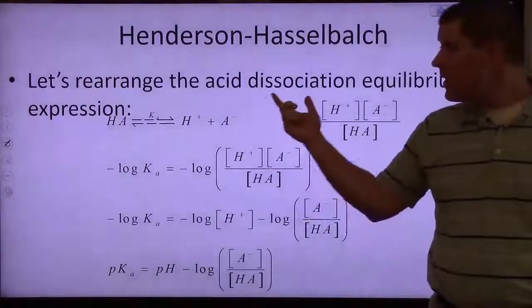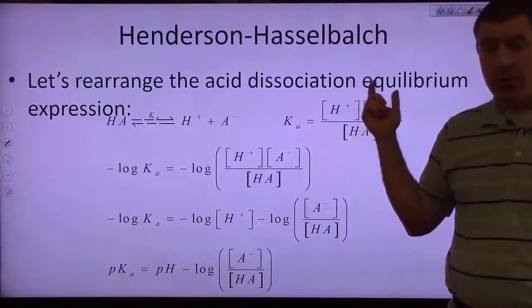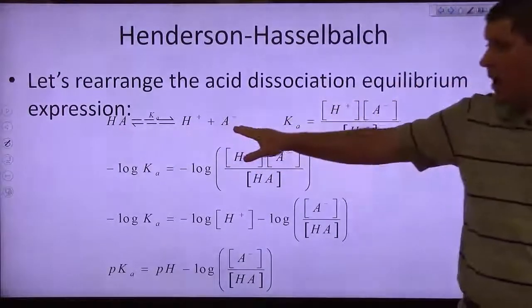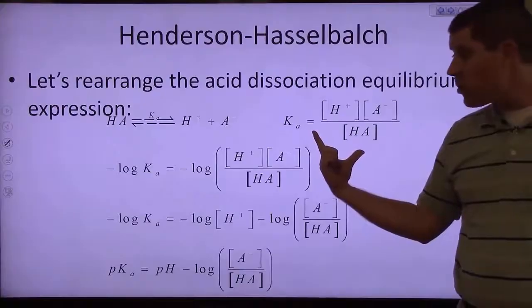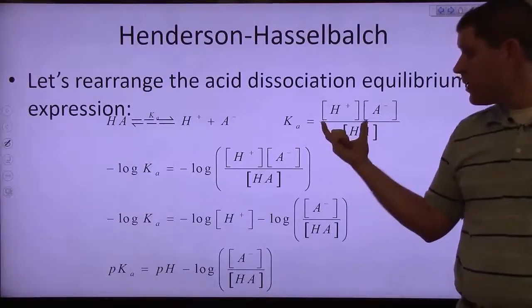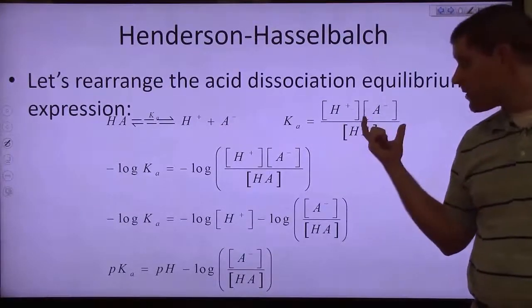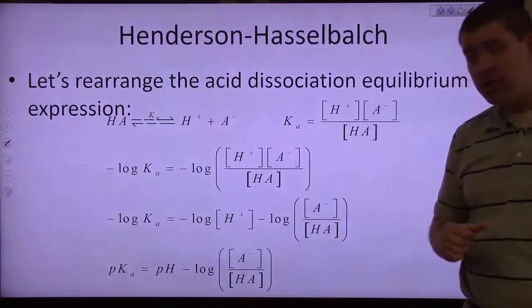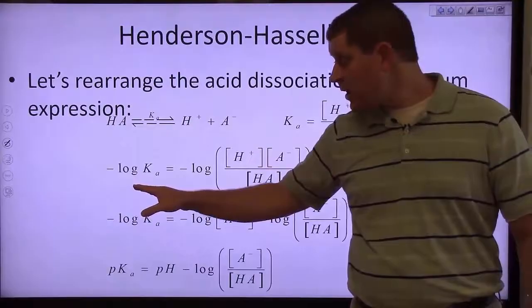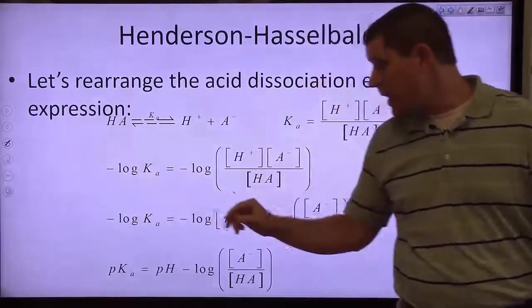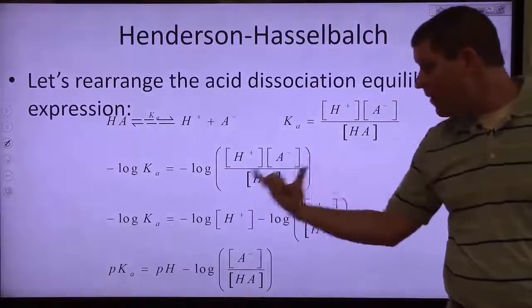So let's rearrange the acid dissociation equilibrium expression. Remember, here's our acid dissociation reaction. Here's the equilibrium constant expression. So we have Ka is equal to the concentration of H+ times the concentration of A- divided by the concentration of HA. Now let's take the negative log base 10 of each side. So we have minus log base 10 of Ka equals minus log base 10 of that fraction.